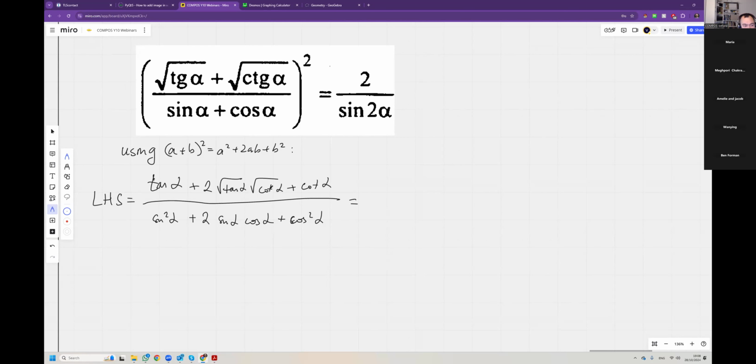Now, tan alpha times cot alpha. That's an interesting one. But tan alpha is sine alpha over cos alpha, and cot alpha is cos alpha over sine alpha. So that is 1. Yes, thank you. So it's going to be tan alpha plus 2 plus cot alpha over sine squared alpha plus cos squared alpha, that's 1, 1 plus 2 sine alpha cos alpha.